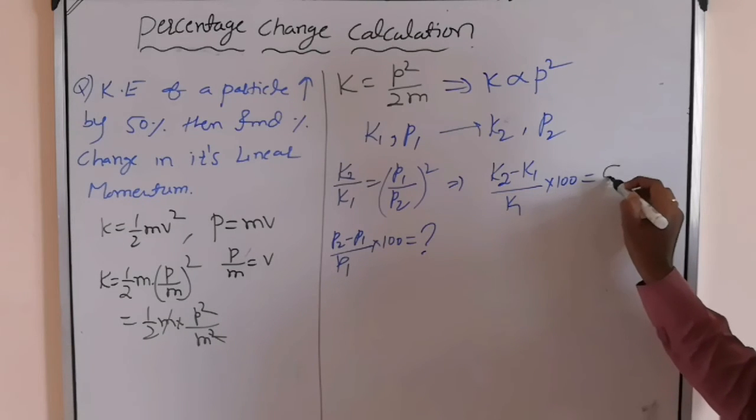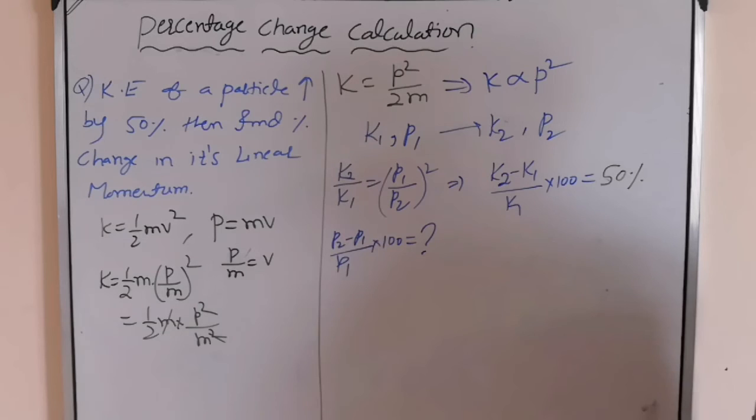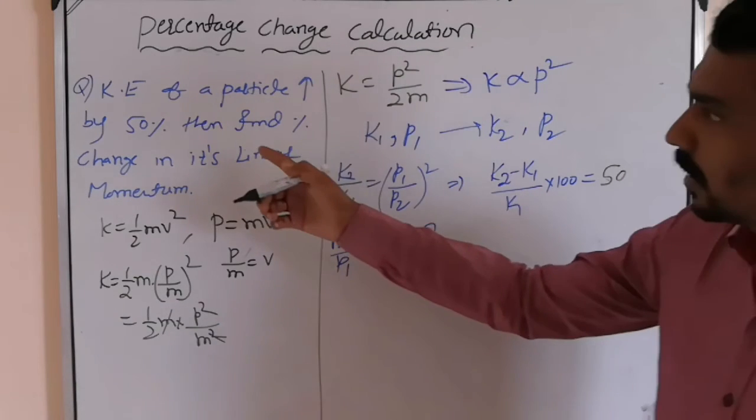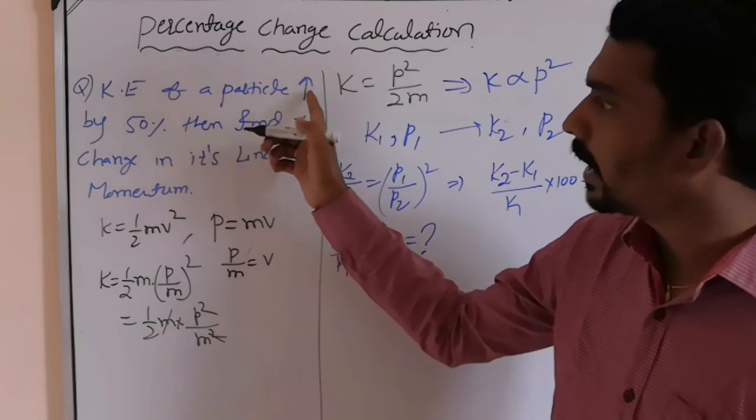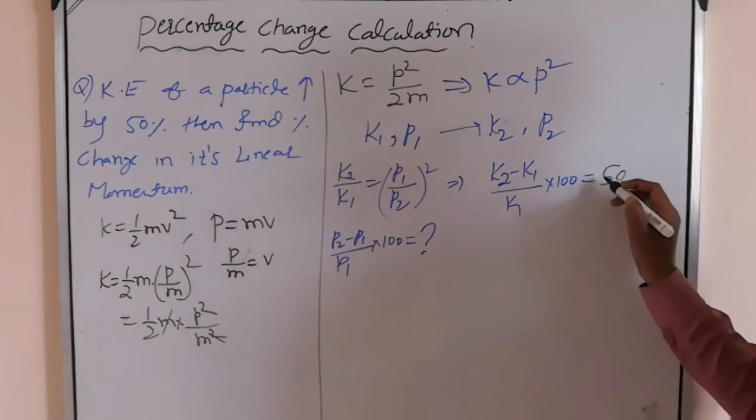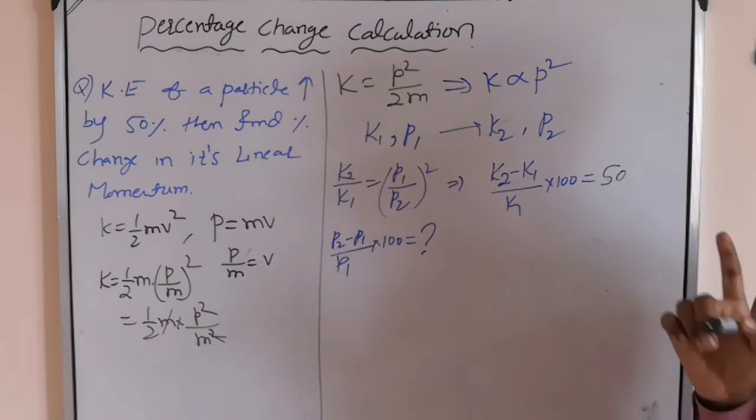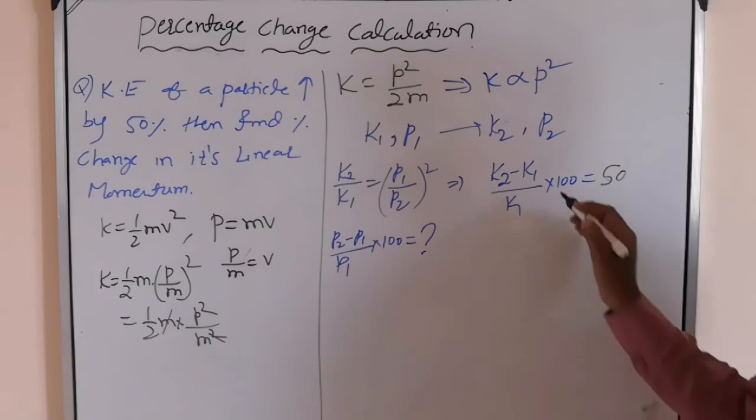So this is 50%, or just 50. Here, increased they have given, so plus. If they give decrease, then take minus. Don't forget that.